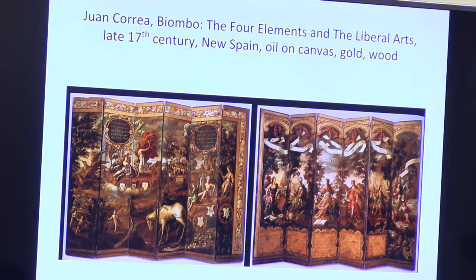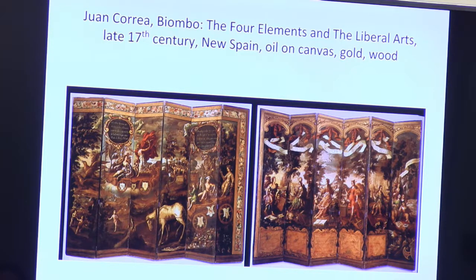And then you have the texts that are poetic texts identifying the elements. And then on the other side, you have allegorical representations of each of the liberal arts, like rhetoric or history, geometry, along with texts identifying the liberal art. And this is kind of faded, but these little poetic texts say something about that particular liberal art.